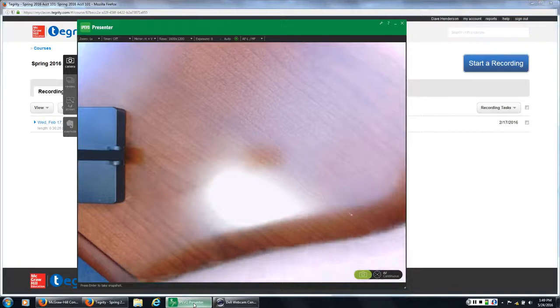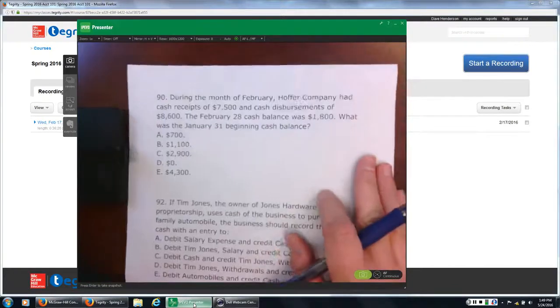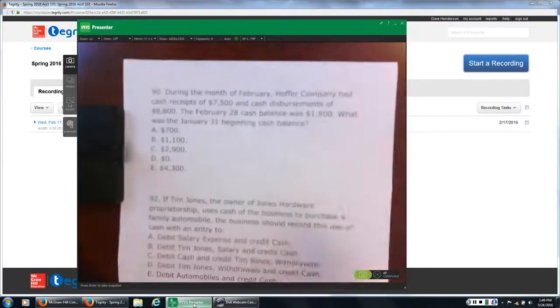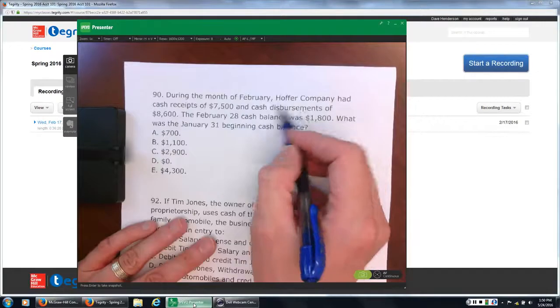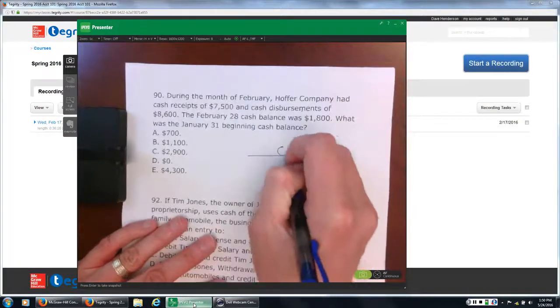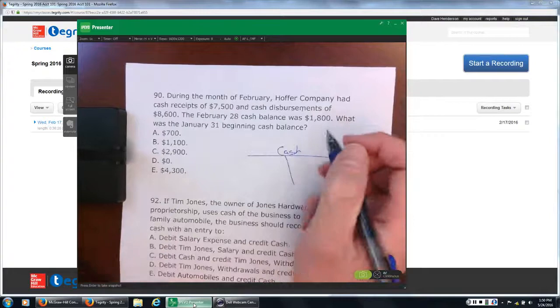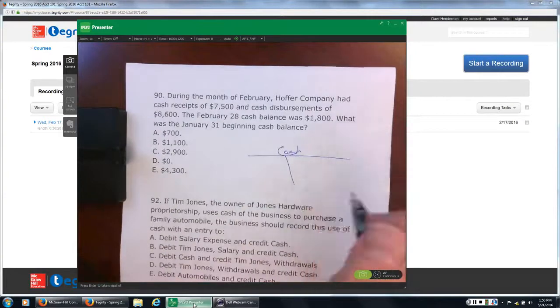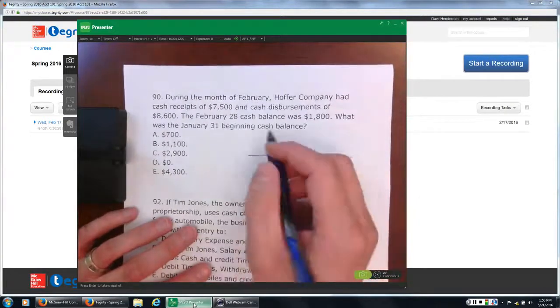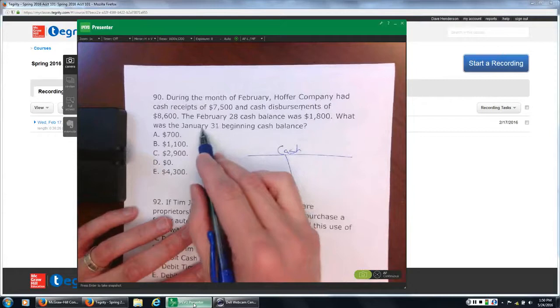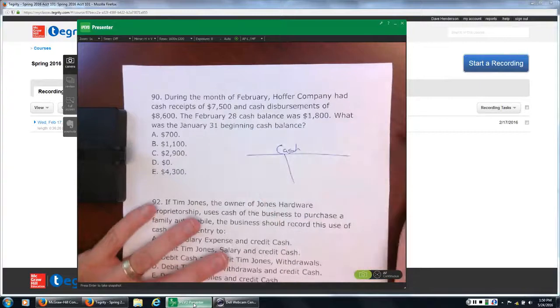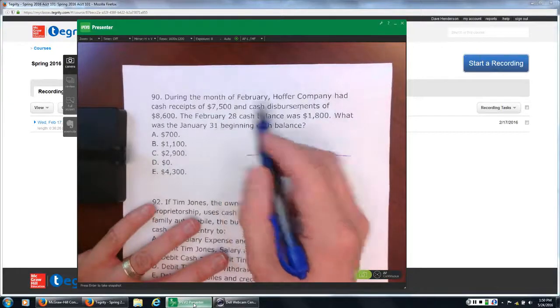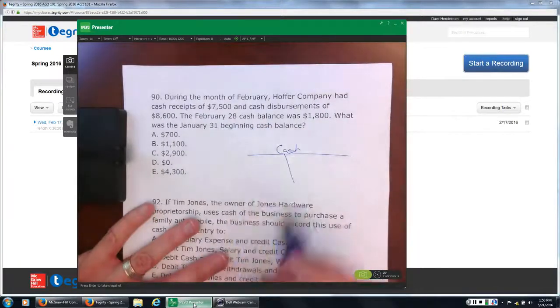It says during the month, Hoffer Company had cash receipts of 7,500, cash disbursements. So cash receipts means debit to cash, cash disbursements means credit to cash. So let's look at our cash account right here. So we had 7,500. I'm asking what was the January 31st beginning balance? So beginning balance for the beginning of February, basically, because the end of January becomes the beginning of February in terms of the balance for cash.